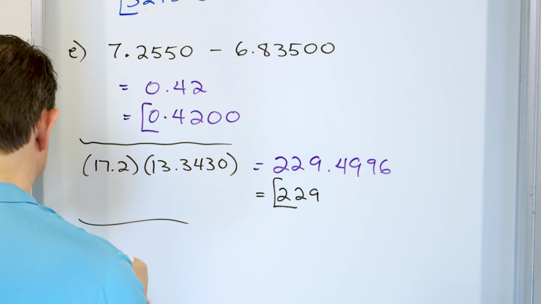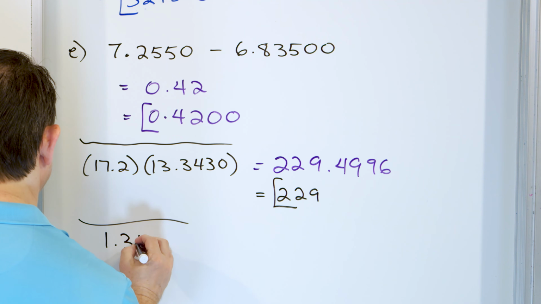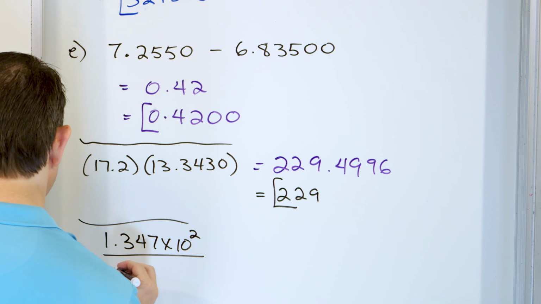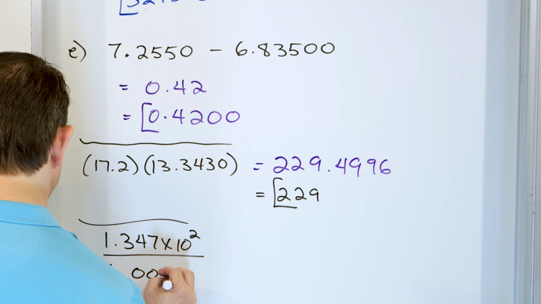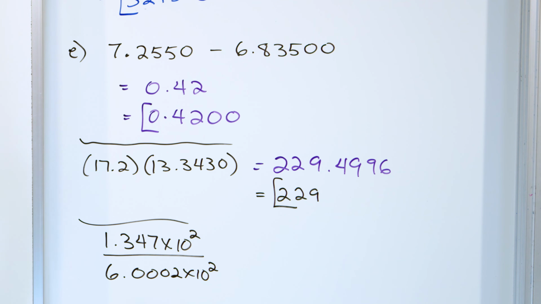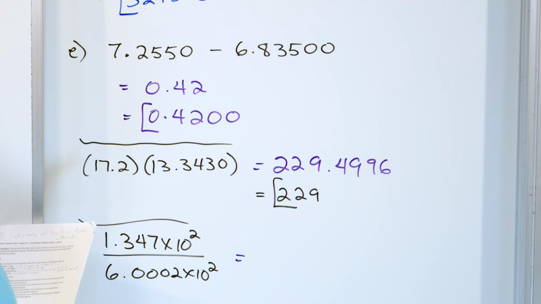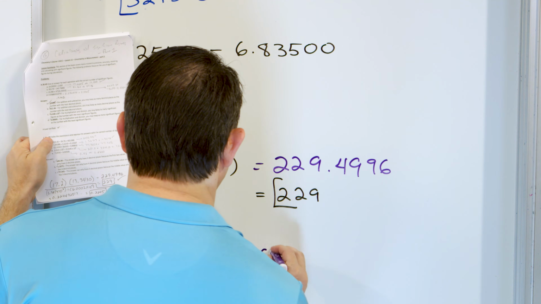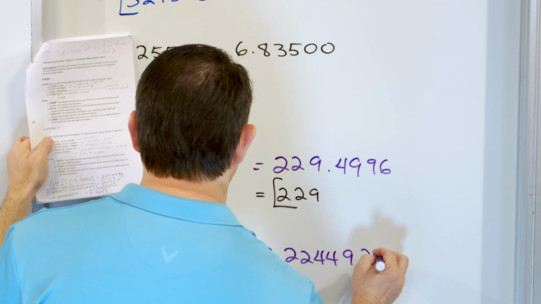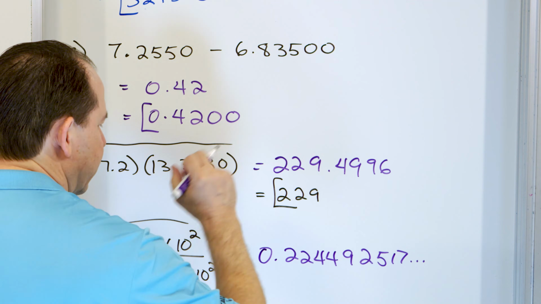229 is the answer. And for our very last problem, what if you have 1.347 times 10 to the power of 2, and you divide that by 6.0002 times 10 to the power of 2? So here we have the scientific notation, of course. If you put these numbers in a calculator and divide, you're going to get a very long decimal, 0.224492517, and actually the decimals keep going. So I just kind of stopped it right there.